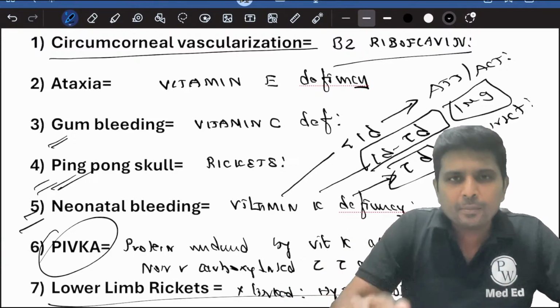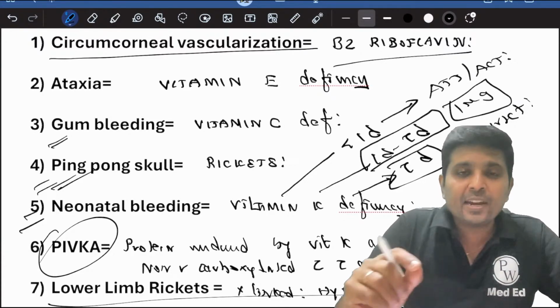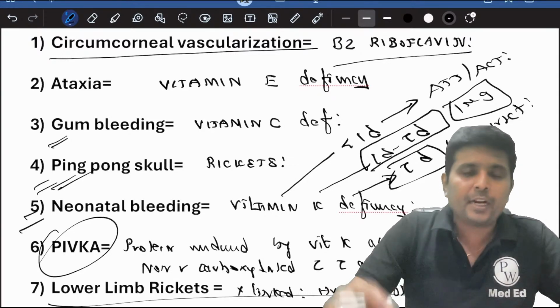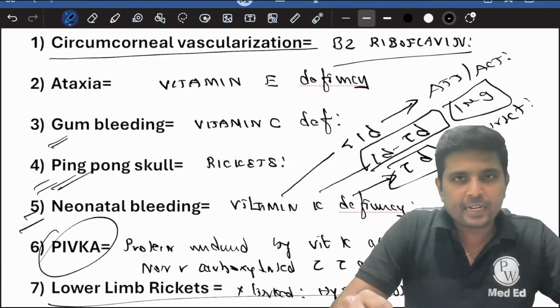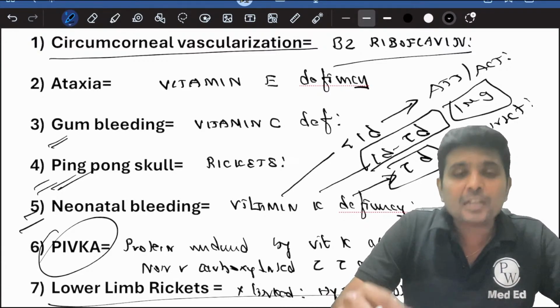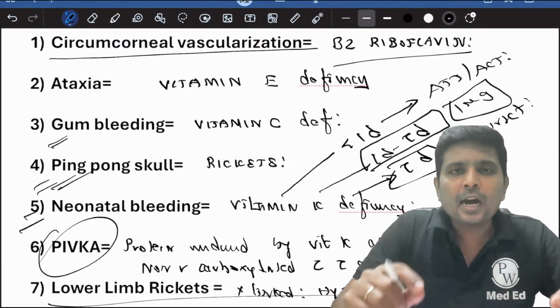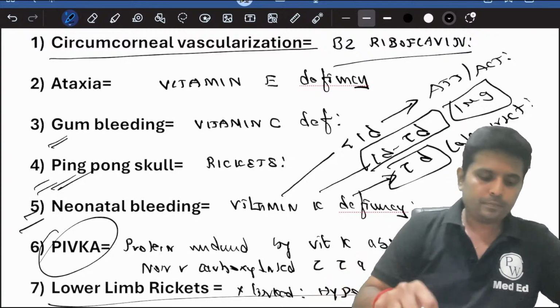Lower limb rickets are mainly due to what? X-linked hypophosphatemic rickets. What is the clue I told you? Whenever low phosphorus is associated with normal parathyroid hormone levels, unless otherwise proved, it is a case of hypophosphatemic rickets. The treatment here is giving phosphorus, and not vitamin D, in the form of Joulie's solution, and this hypophosphatemic rickets predominantly involves your lower limbs.